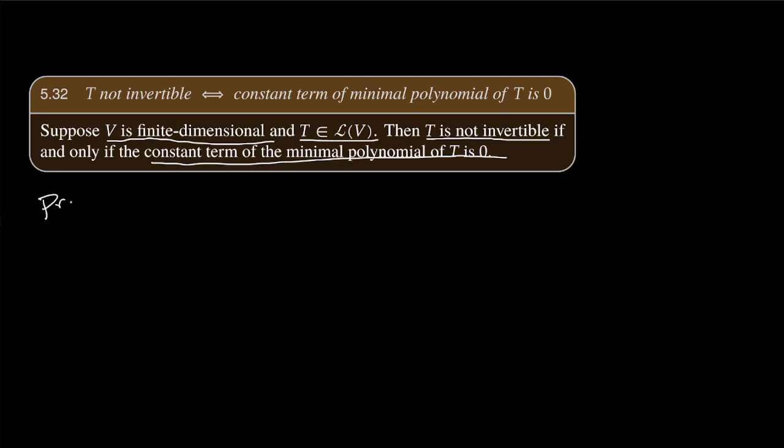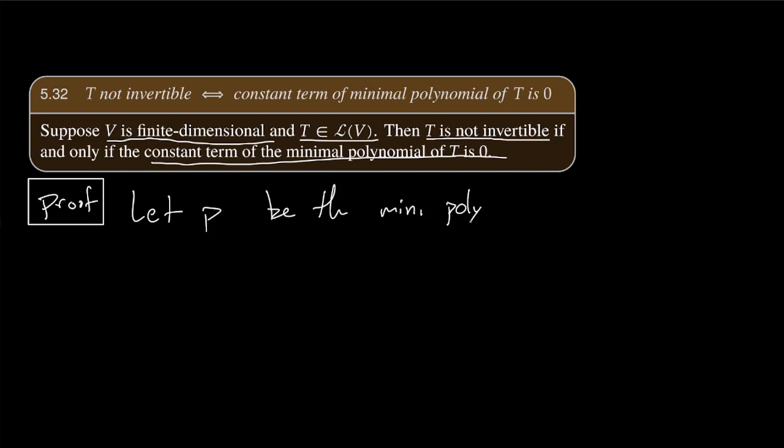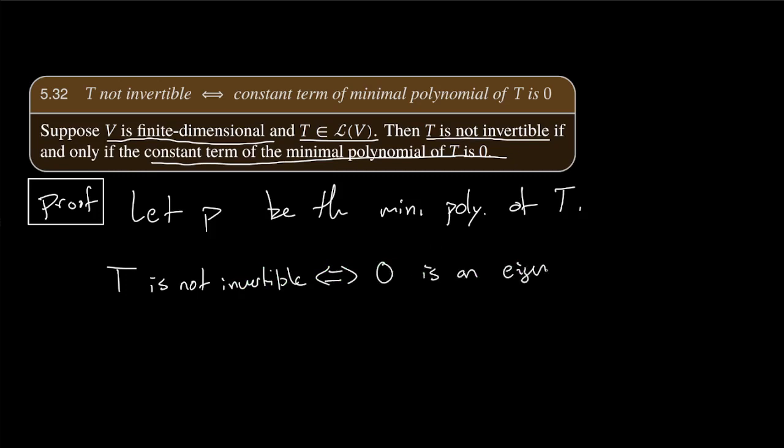Let's do the proof of this one. So, proof. Okay, this one's actually really easy. It's just one of those strings of if and only ifs, which is one of my favorite types of proofs. Okay. Let P be the minimal polynomial of T. Now, T is not invertible if and only if 0 is an eigenvalue of T.